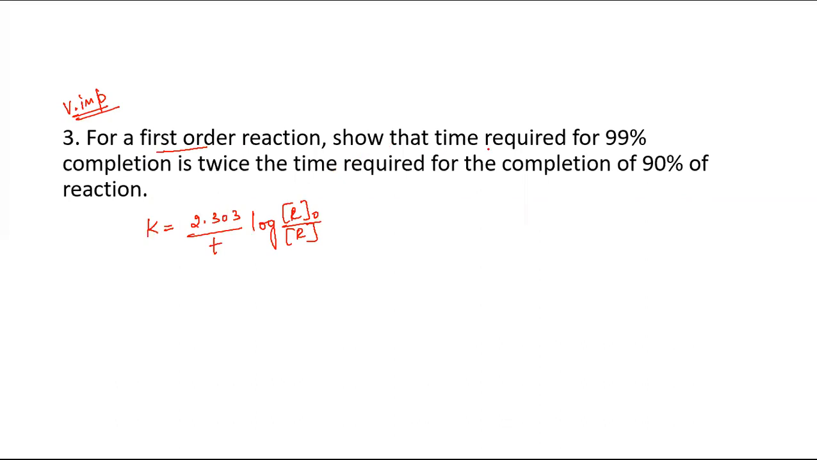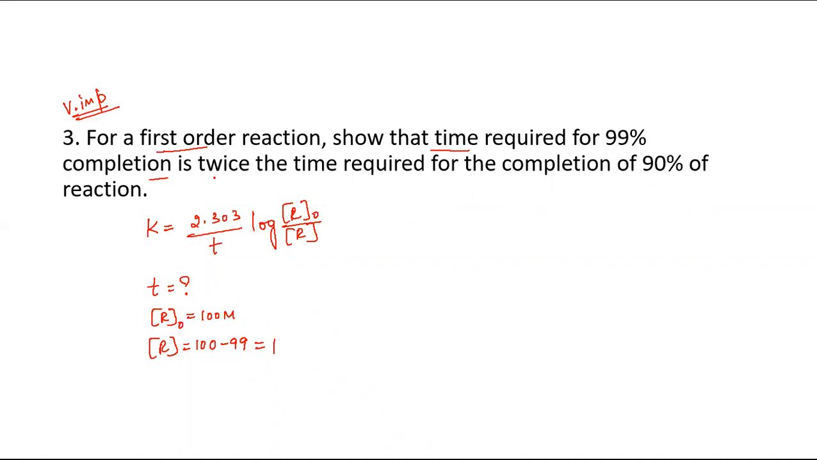Okay. Show that the time required for 99% completion is twice the time required for the completion of 90% of the reaction. So what you need to calculate here is time. Again, it is in percentage. Therefore, the initial concentration is 100 moles, whereas final will be 100 minus how much is consumed already, 99. 100 minus 99 is nothing but 1.